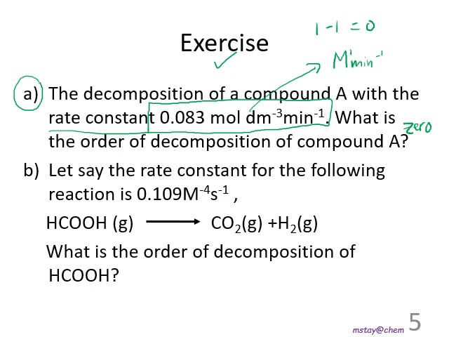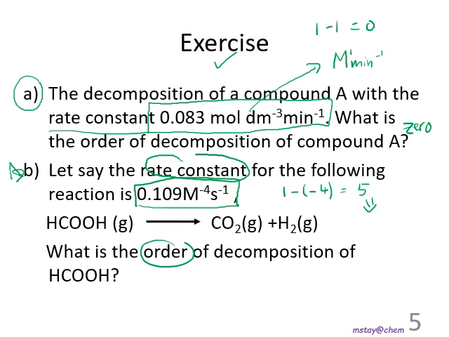Next, let's look at question B. The rate constant is also given, which is 0.109 molar to the power of negative 4 per second. So 1 minus the power of the concentration, which is negative 4, equals 5. That means the order of the decomposition of HCOOH is 5th order.